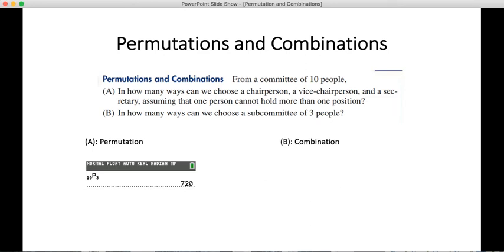Okay, for part B, that's a combination. It's a combination because it says, in how many ways can we choose a subcommittee of 3 people? So those 3 people are just 3 people. Tom, Dick, and Harry are going to be 3 people in our committee. Whether I pick Tom first or Harry first doesn't matter. That's different for the permutation because Tom being the chairperson is different than Harry being the chairperson, right? Okay, let's go to the next example. Oh, sorry, I forgot to show you the answer. The combination of 10 taken 3 at a time is 120.